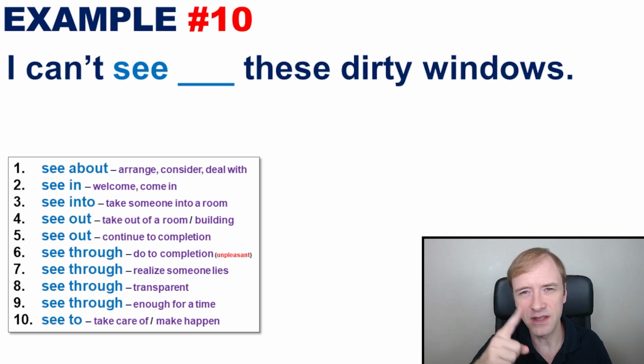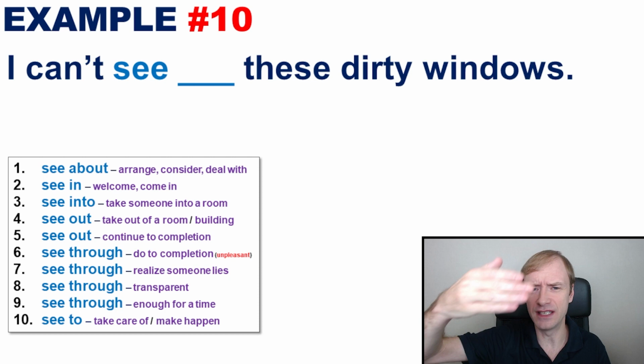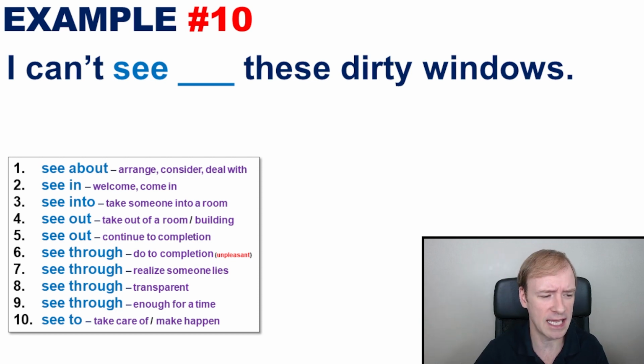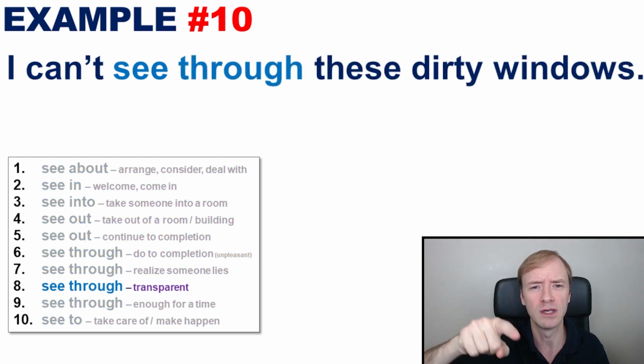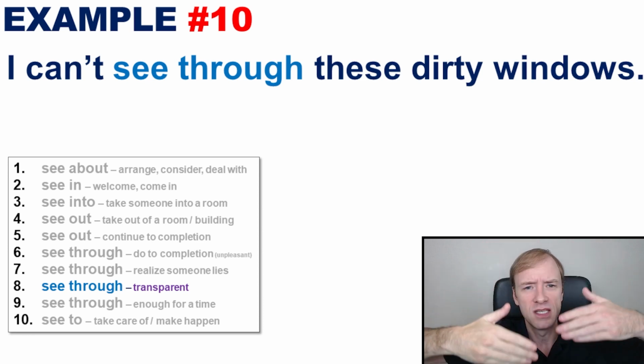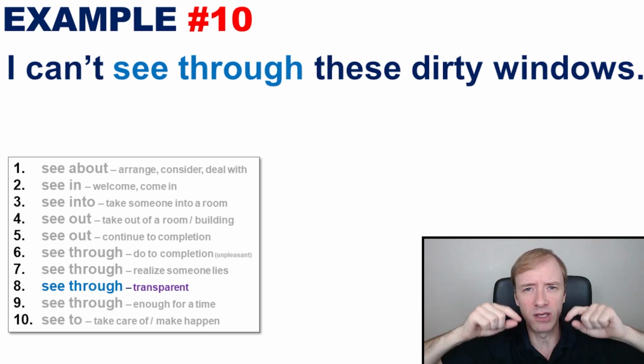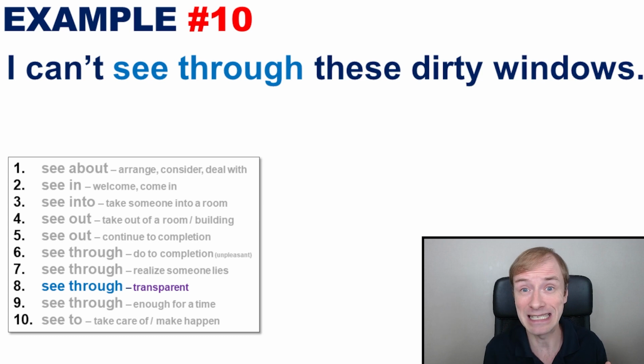10. I got 15 examples. We're at number 10. I can't see these dirty windows. I can't see through. All right, so see through. The window is transparent. You can see through, but in this case, I can't see through these dirty windows.